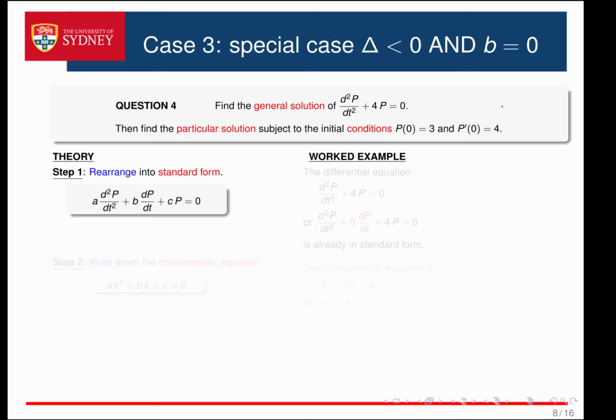Step 1. Rearrange the differential equation into a standard form. This means that all the terms containing p are on the left-hand side, and that the order is second derivative, then first derivative, which will be missing for this particular example, and then p. Here our example is already in standard form.